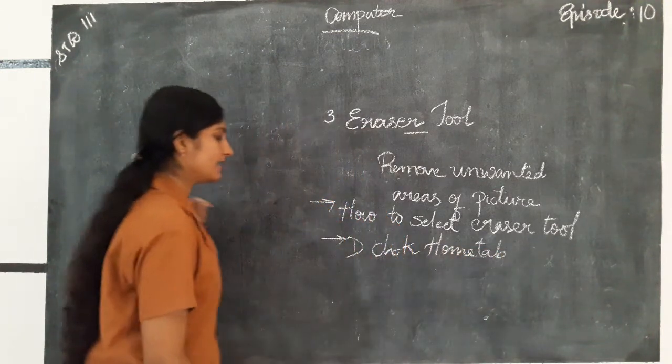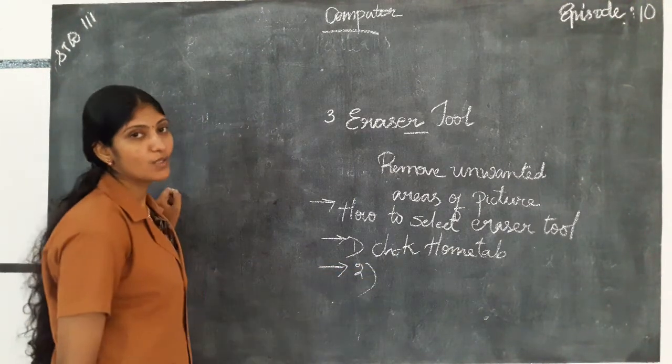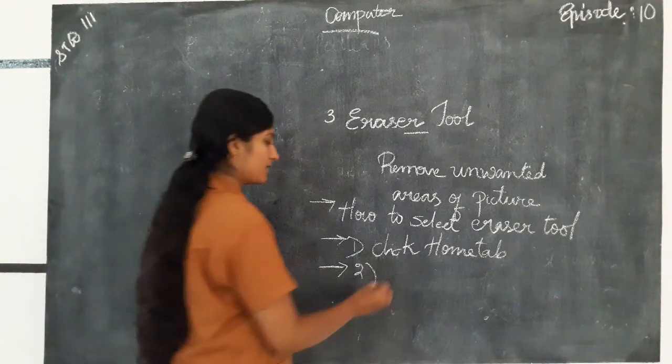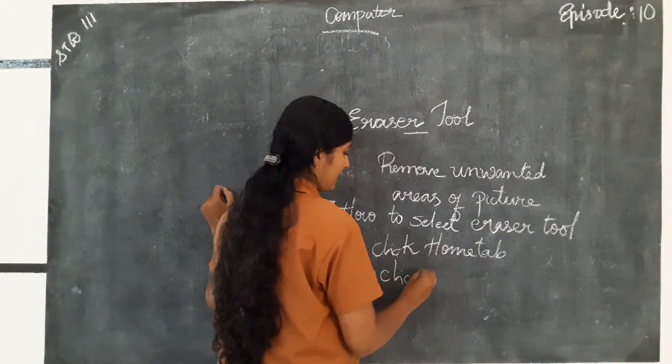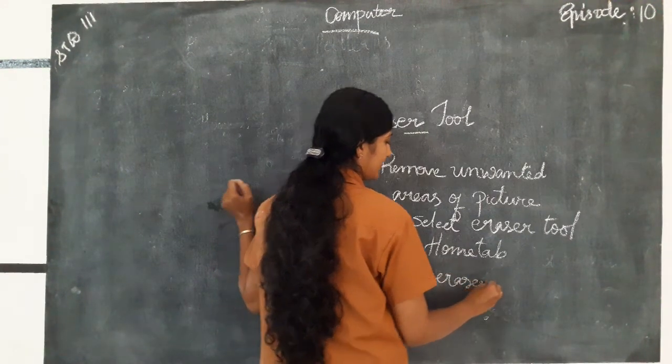Then second step, under the home tab there are many options. So click which tool or which button? Eraser tool. So second step, click eraser tool.